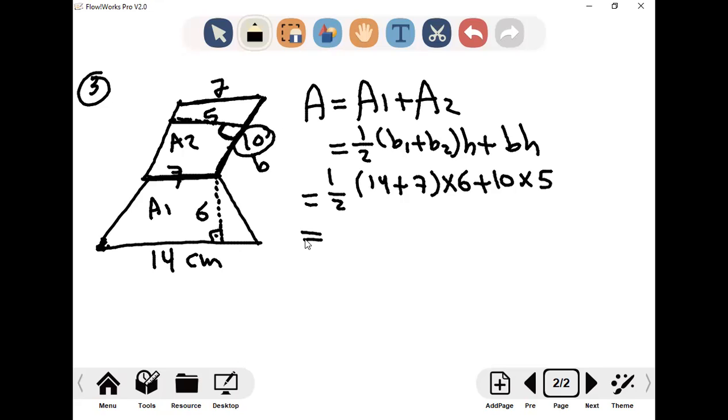Half of 6 is 3. Half of 6 is 3. 7 plus 14 is 21, times 3, plus 50, equals 150. Done? You understand it? Right. Yes, Yanajan.